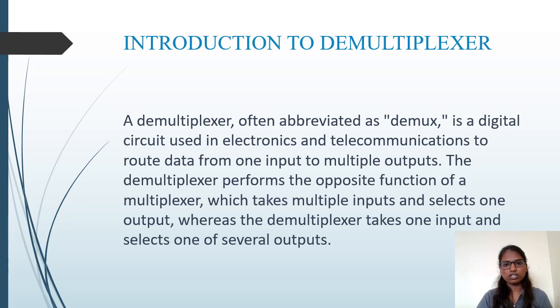A demultiplexer, often abbreviated as DMUX, is a digital circuit used in electronics and telecommunications to route data from one input to multiple outputs. The demultiplexer performs the opposite function of a multiplexer, which takes multiple inputs and selects one output, whereas the demultiplexer takes one input and selects one of the several outputs.